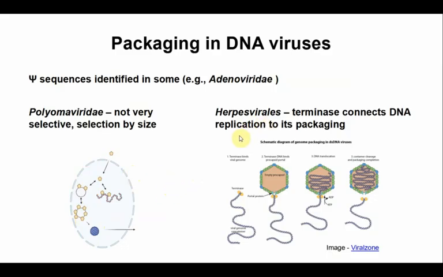And with the herpesviruses, it's the terminase, which is connecting DNA replication to packaging. So the terminase will cleave off linear copies of the double-stranded DNA genome, and then it's going to associate with the portal complex and feed the DNA into it. So it's a protein-protein interaction, which is the specificity here. So the terminase complex has a specific interaction with the portal.